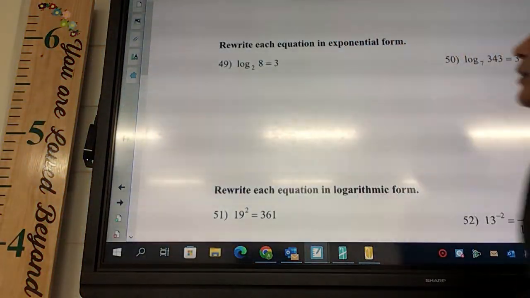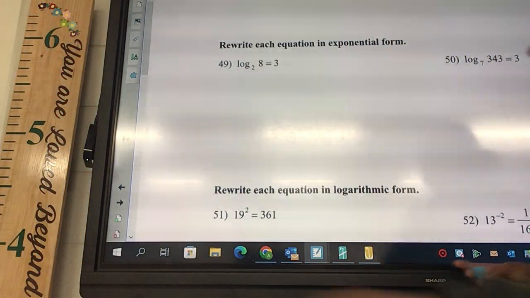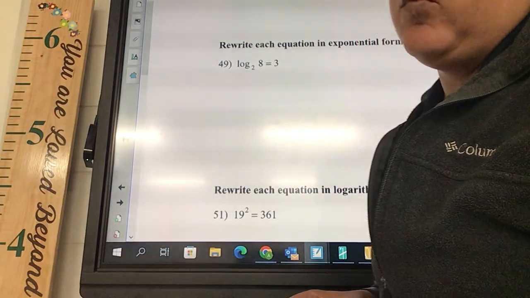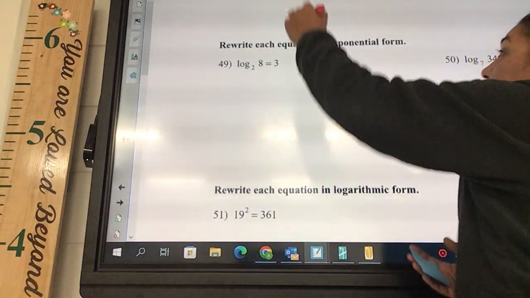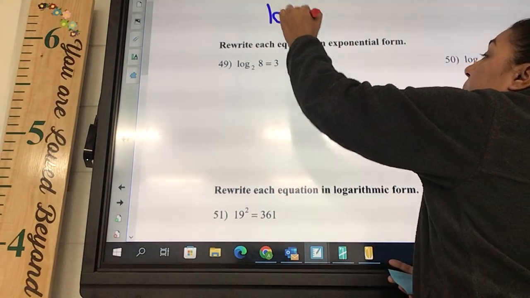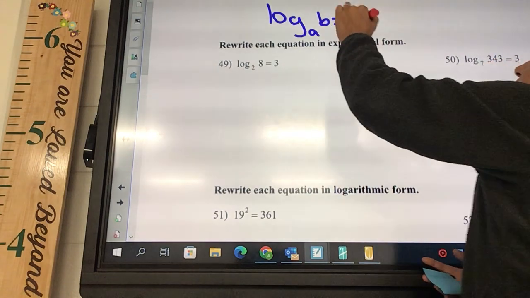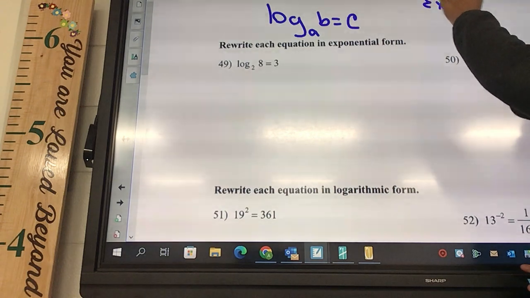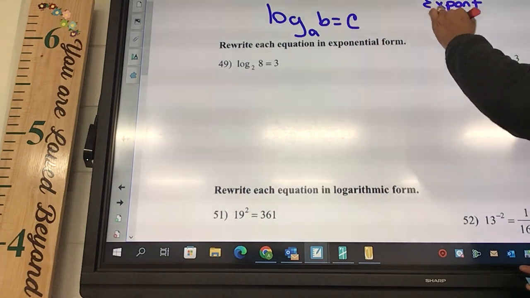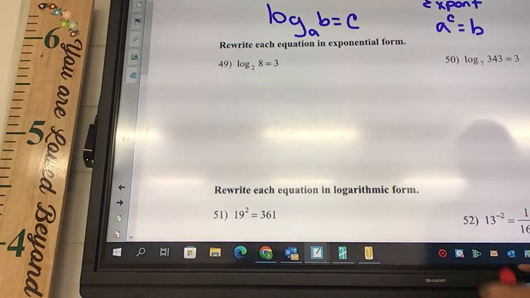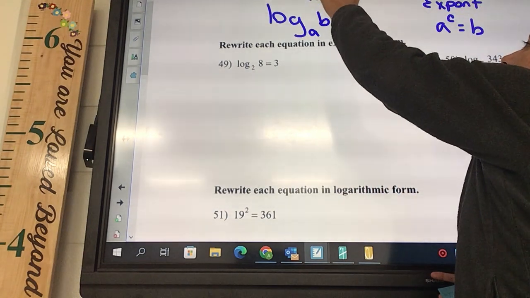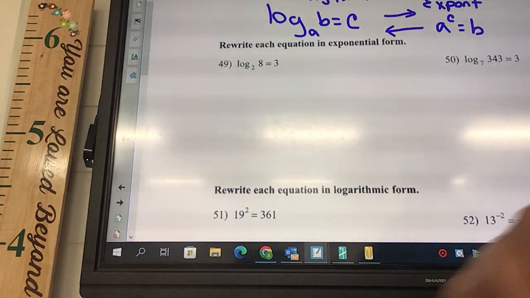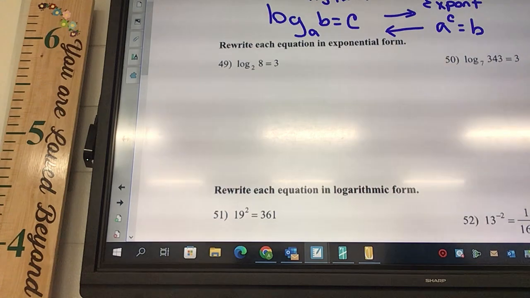Okay, the next section on here is rewriting from exponential to log form. This is going to be good for numbers 49 through 52. So log of A, B equals C goes to exponential form A to the C equals B. This is log form. We can either go to exponential or from exponential, and the easiest way is to label these.